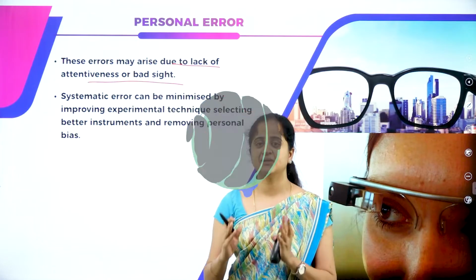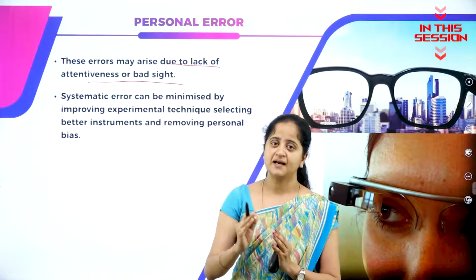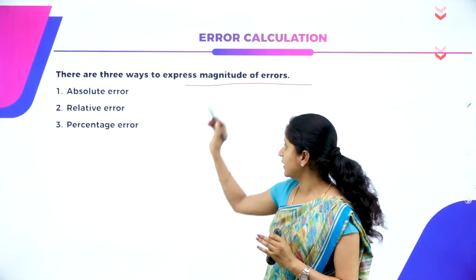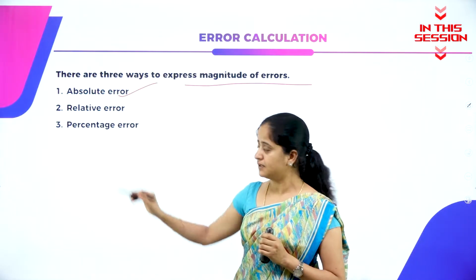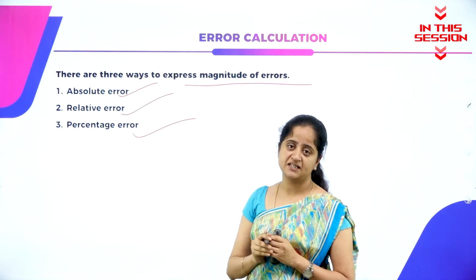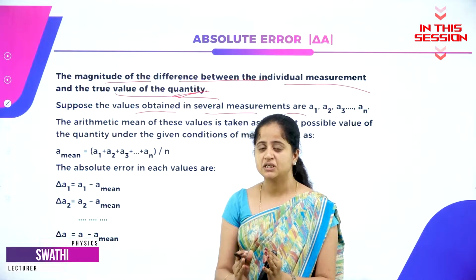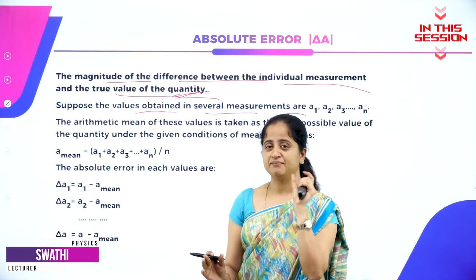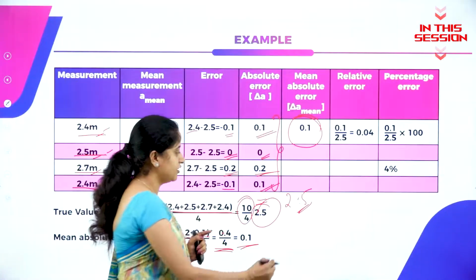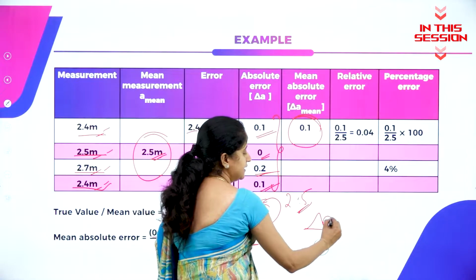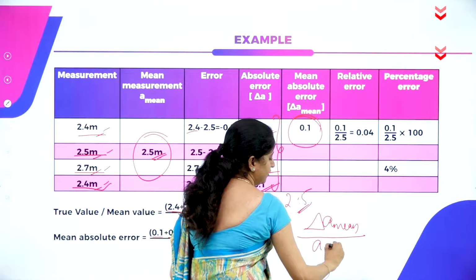When the person is having a blurred vision, then it is difficult for that person to make the exact measurement. There are three ways to express the magnitude of errors, and they are absolute error, relative error and percentage error. We have to take the difference between each and every individual quantity with the mean quantity, and the magnitude of the result is called as absolute error. The formula to calculate relative error is mean absolute error divided by arithmetic mean of all the measurements.